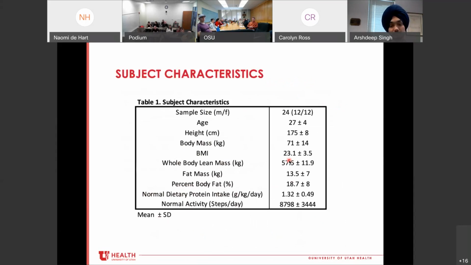Here's a table with the subject characteristics. So as I mentioned, we recruited 24 people. So 12 of them were males and 12 of them were females. Healthy young adults, 27 years of age on average, BMI at 23. And then their normal dietary protein intake was above the RDA, and they were normally active.